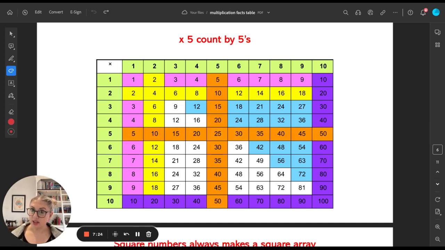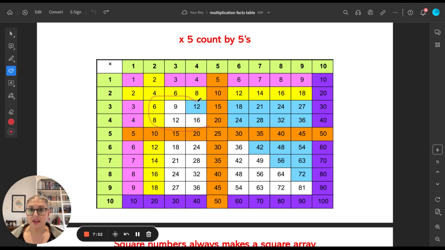Next, our fives. So our fives times tables are quite easy. For a lot of students, they can start recognizing those patterns. So they count by fives and it starts to become a little bit more straightforward. Or they can multiply by 10 and then half. That's another strategy that they can use.